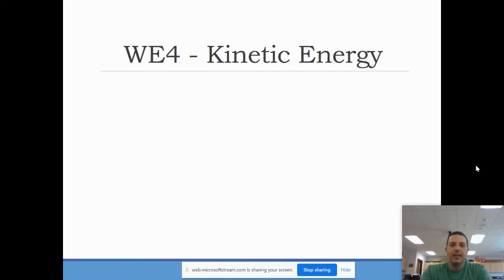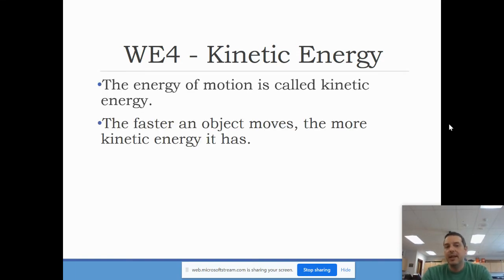In this video, we're going to take a look at kinetic energy, and we're going to talk about the different ways that we could represent the motion of an object in terms of how much energy it has due to its motion. And that's what kinetic energy is. Kinetic energy is the energy associated with the motion of an object.